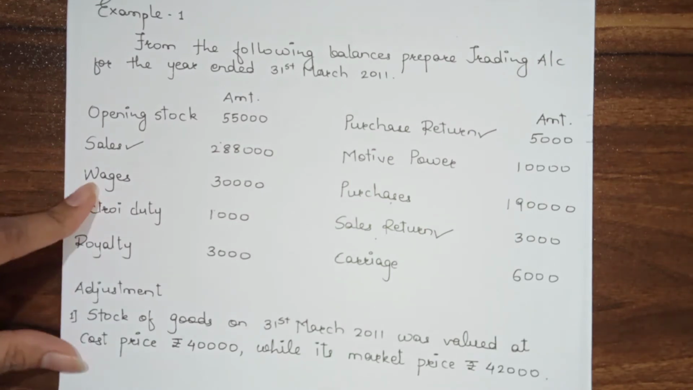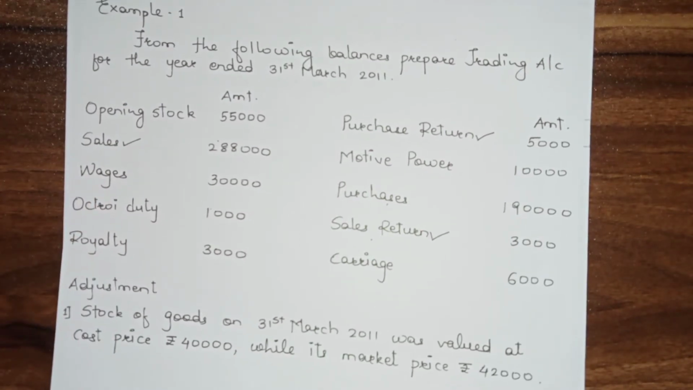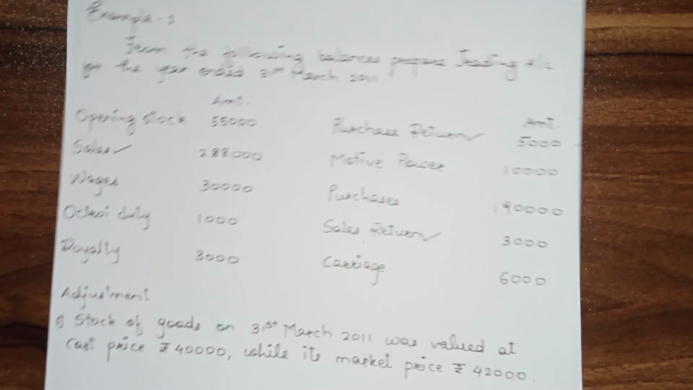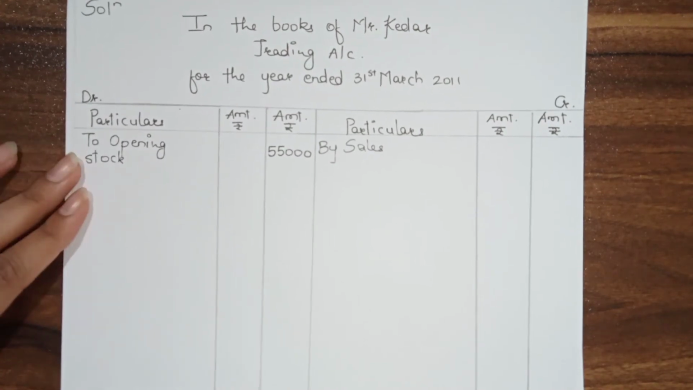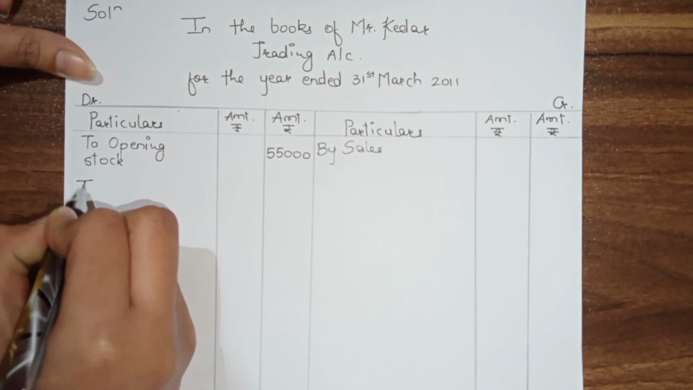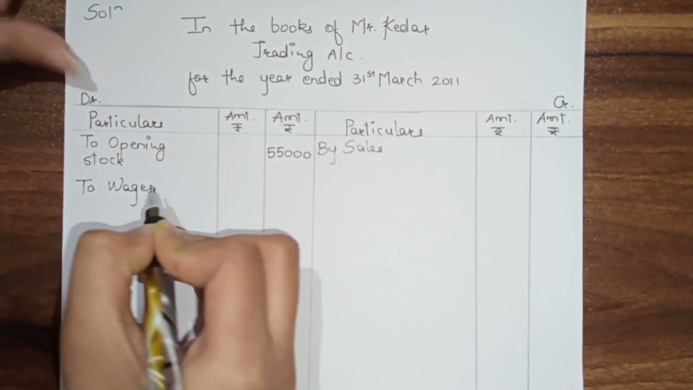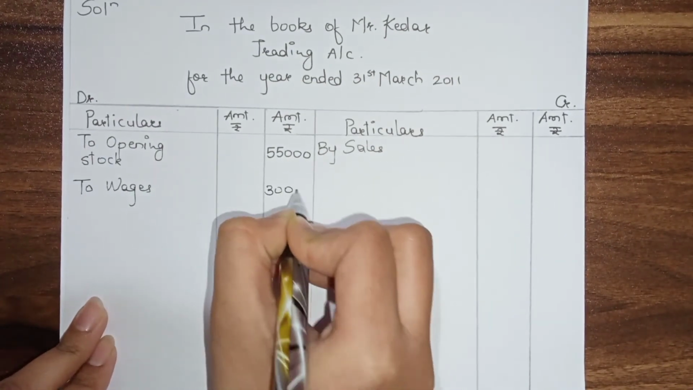So let's move on to the next item, that is wages. Now wages is an expense to Mr. Kedar because he has to pay those wages to his workers. So we have to write it on the debit side of trading account. So let's write here, to wages. We are not having any adjustment on wages, so we are going to write the amount in the outer column. To wages, rupees 30,000.